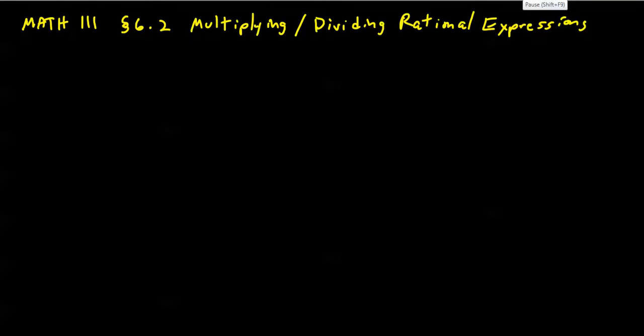Good morning. Today we're going to be covering section 6.2 in our text, entitled Multiplying and Dividing Rational Expressions. As we saw from our last video lecture, rational expressions are ratios of polynomials, and fractions are, of course, also rational expressions. And we know how to multiply and divide fractions. We covered that in Chapter 1.